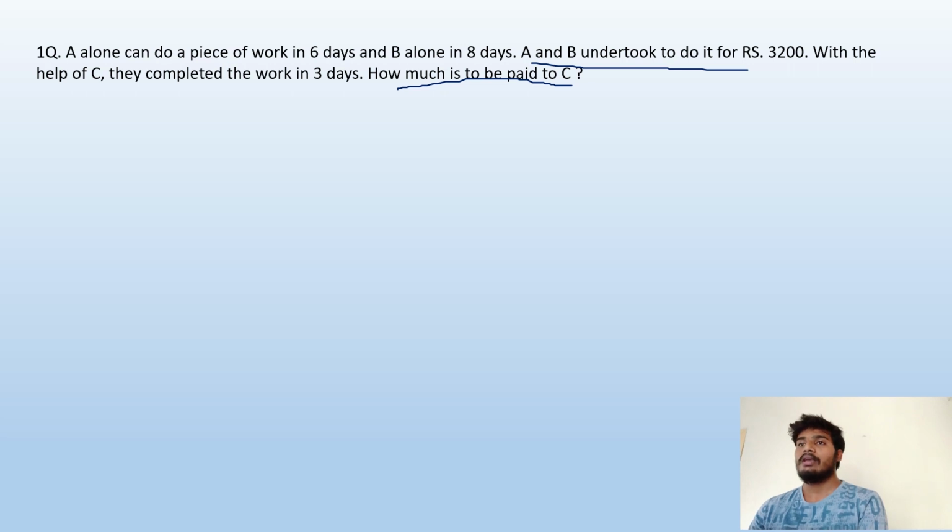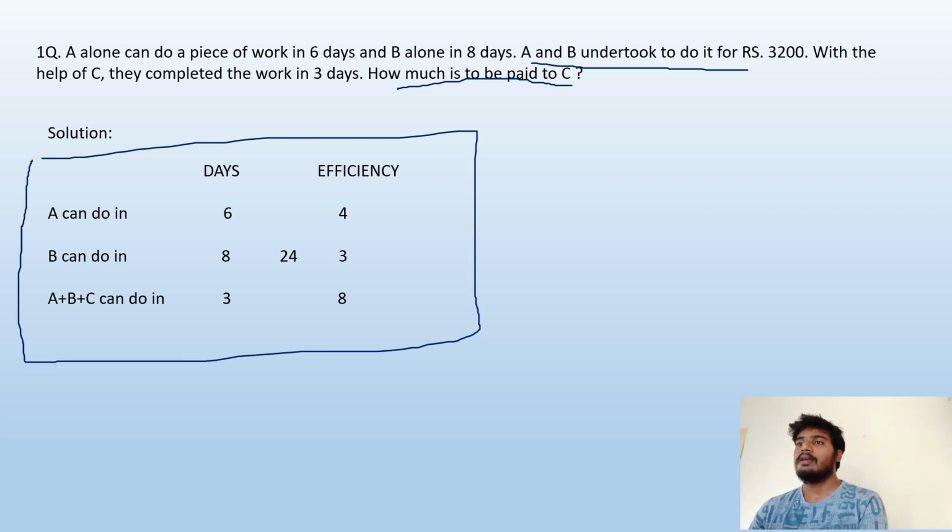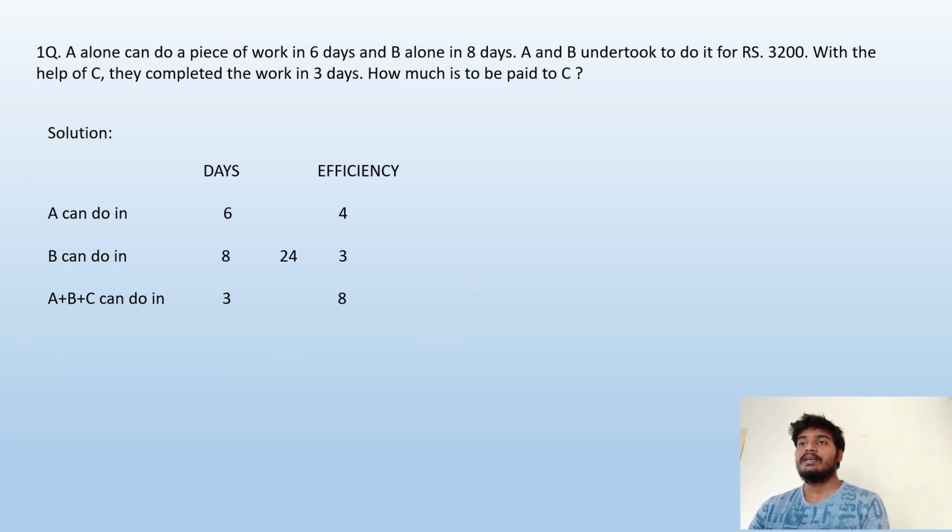As I discussed in part 1, we can solve these kinds of problems with the basic method, but this is the shortcut method, so I am doing this method. Here I am taking the days and efficiencies. A can do it in 6 days, the number of days taken by B is 8 days, and A plus B plus C together can do it in 3 days. Here I am taking the LCM of 6, 8 and 3, that is 24.